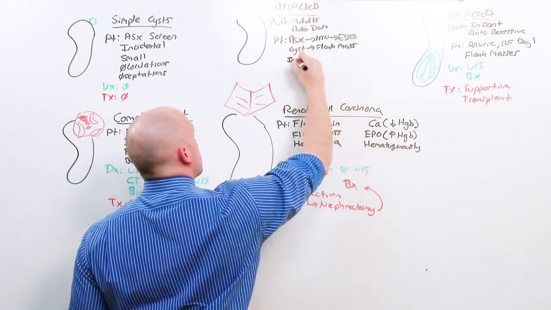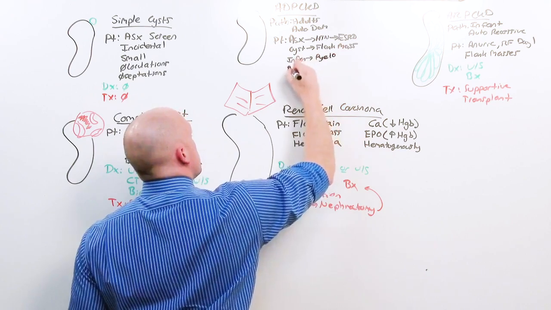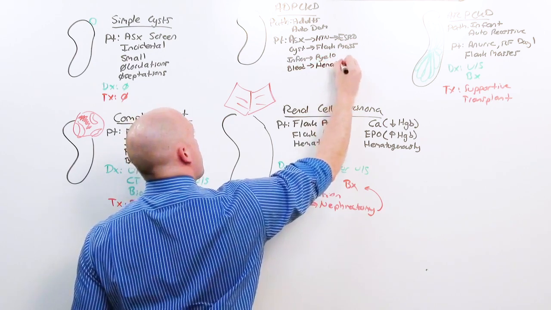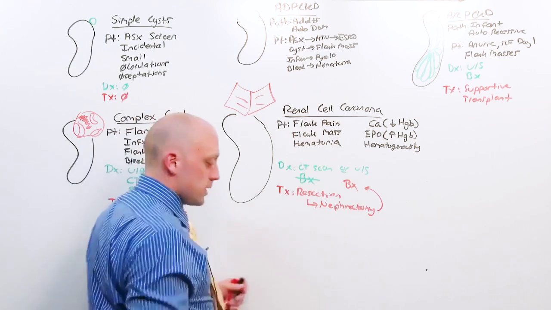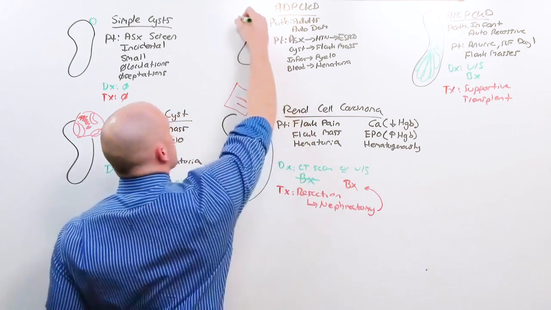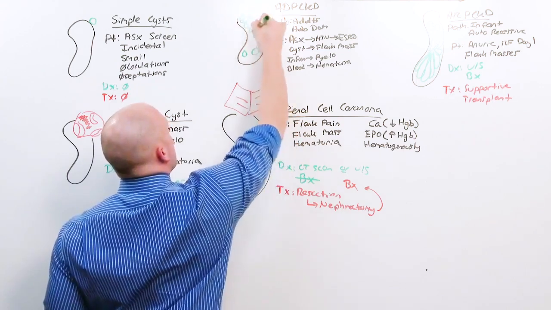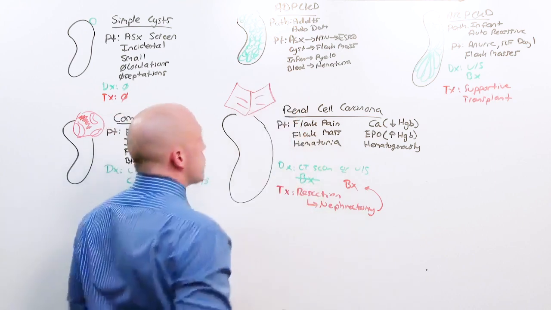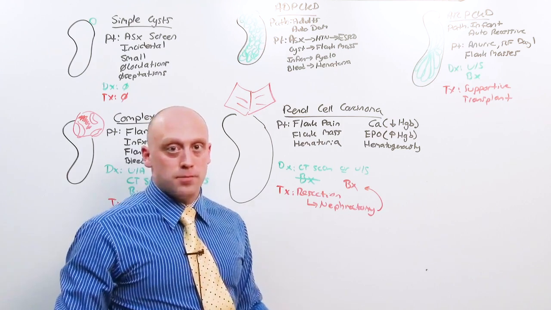These cysts can get infected and present as pyelo. These cysts can bleed, presenting as hematuria. But here's the thing. They're born with essentially normal kidneys. And as they age, they get more and more of them. And they begin to get bigger and more of them. And eventually these cysts replace the kidney parenchyma. So they'll go from normal kidney function progressing through life with worsening creatinine.